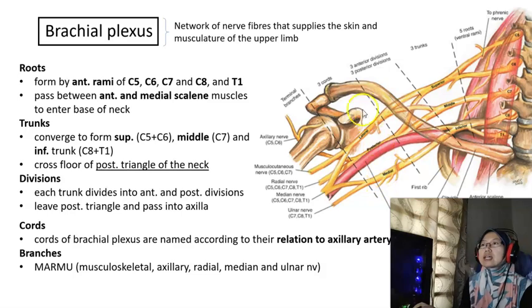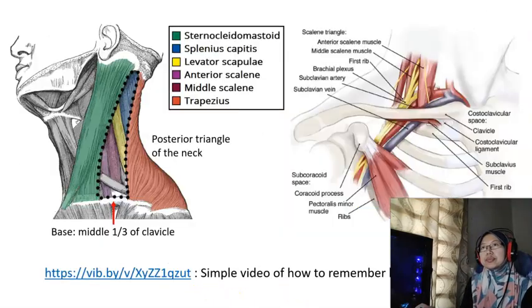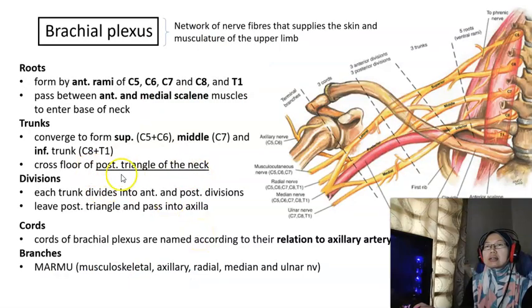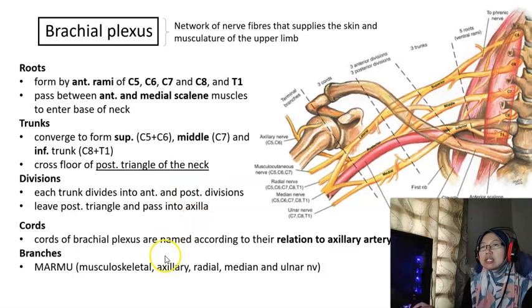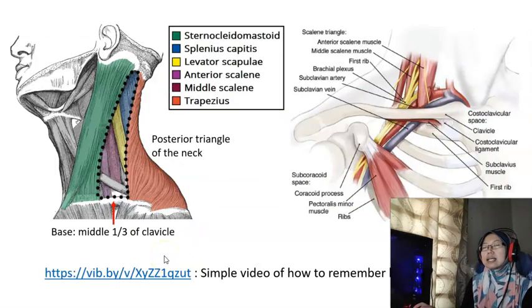Okay, from the cords will emerge the 5 main nerves of innervation for the upper limb, which are musculocutaneous, axillary, radial, median, and ulnar nerve. Okay, and these are just pictures to show you the posterior triangle of neck. Okay, I won't go deep into this because you will learn this in head and neck anatomy.